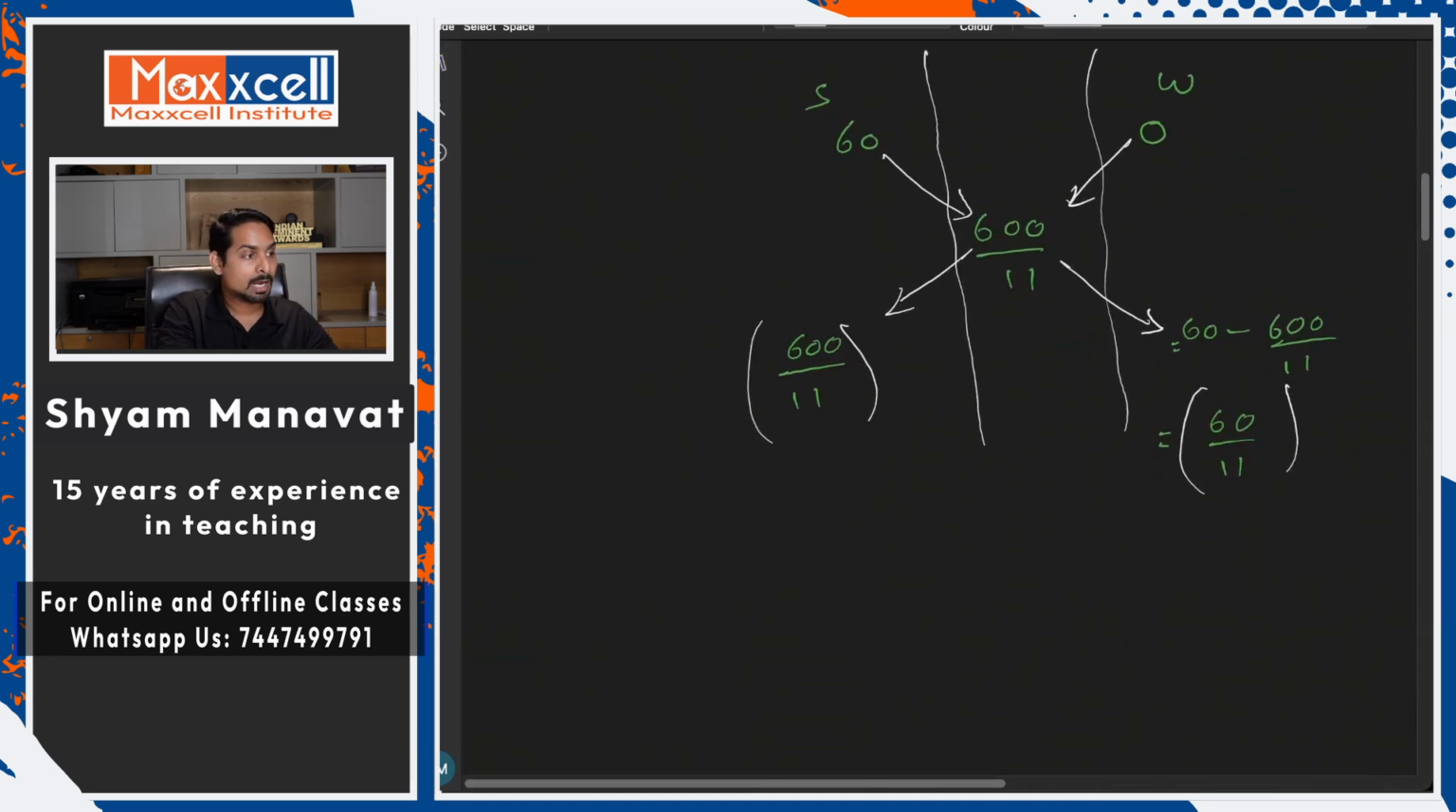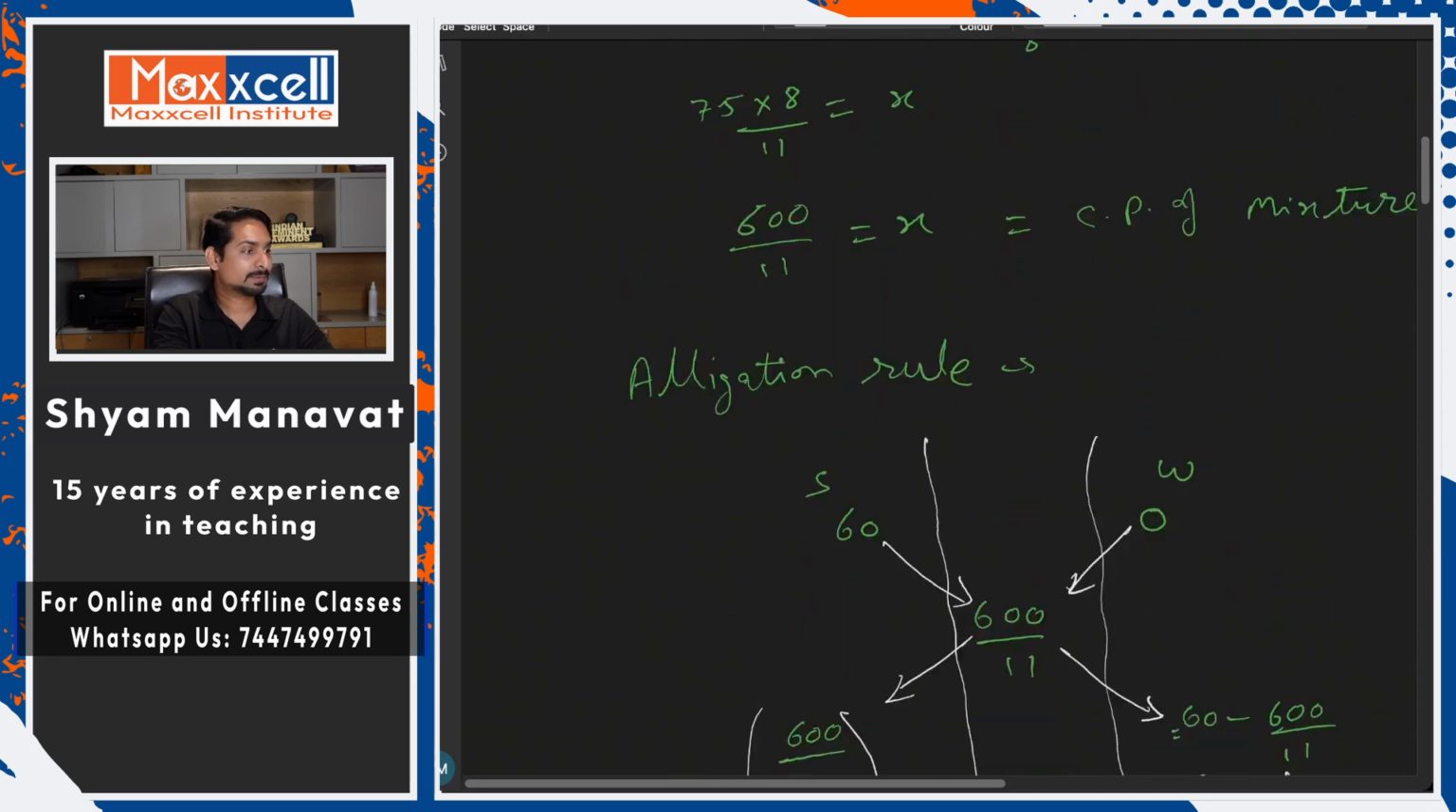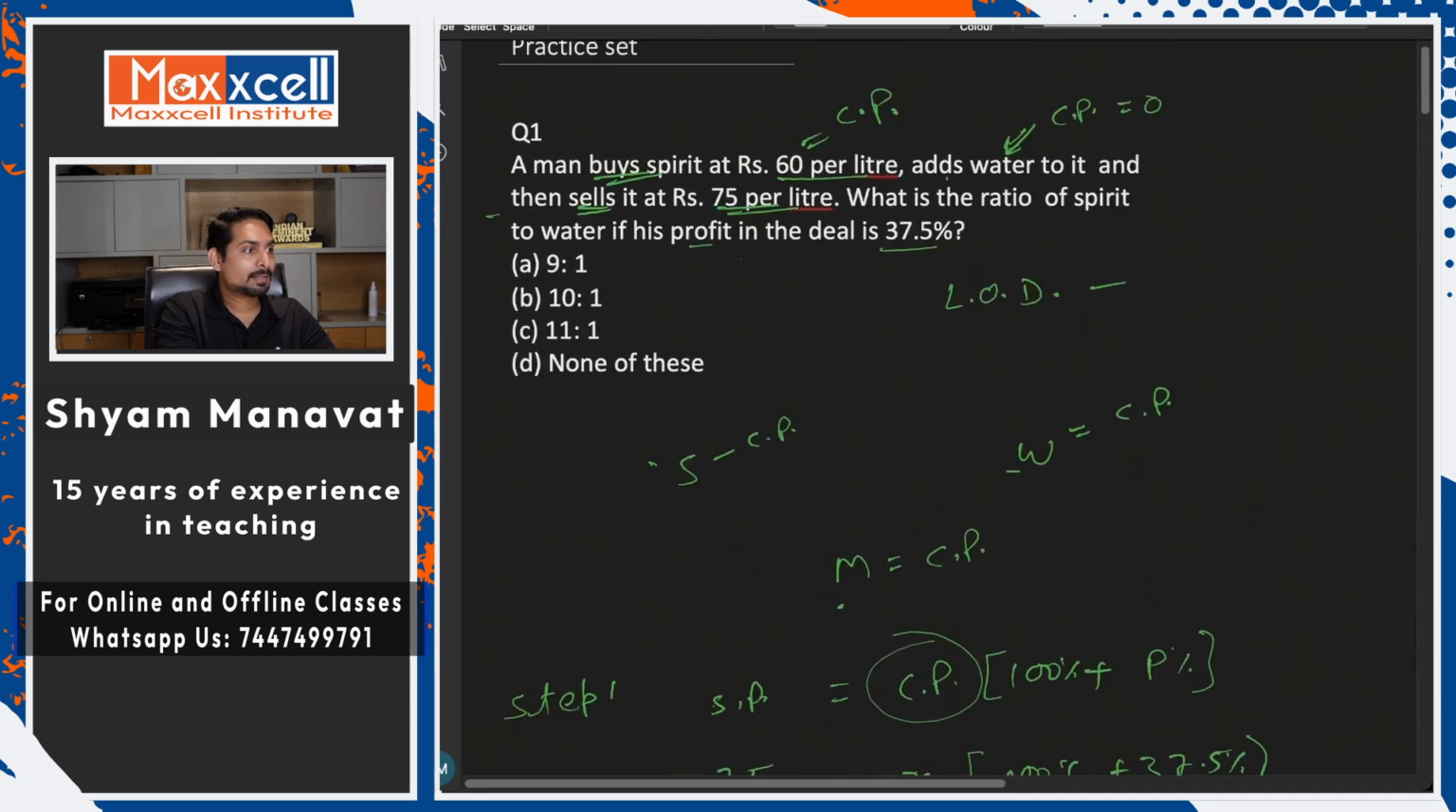In this mixture, the ratio of spirit to water is nothing but 600 by 11 divided by 60 by 11. Simplify this further. What do you get here? 11 cancels. 0 cancels. 60 by 6 is nothing but 10 by 1. Yes. So that's the question: what is the ratio of spirit to water if the profit is so and so? So the ratio of spirit and water in the solution will be option number B.